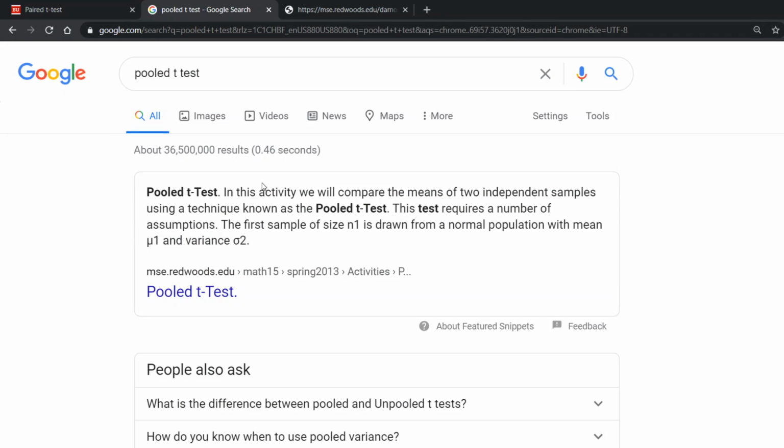This is a brief description. It requires a number of assumptions. So for one, it requires independence and normality for the population. And these are just two assumptions that satisfy the conditions in linear regression.